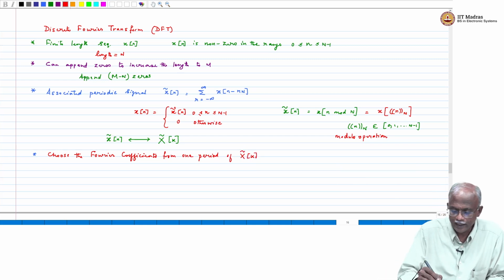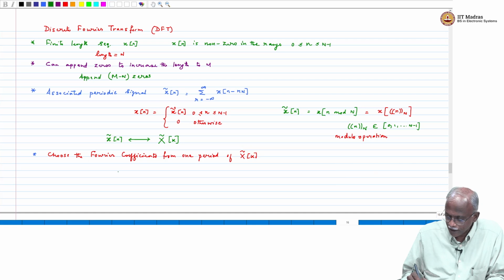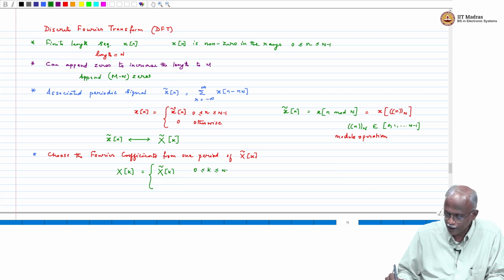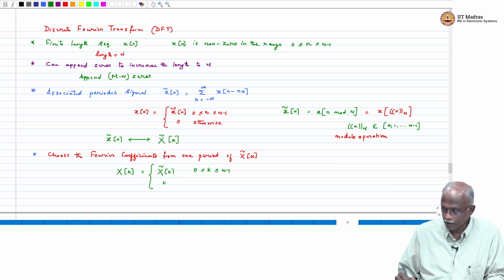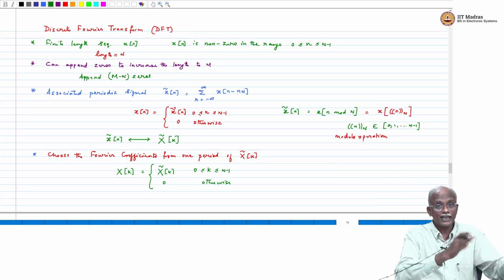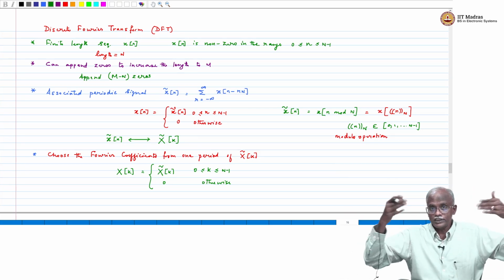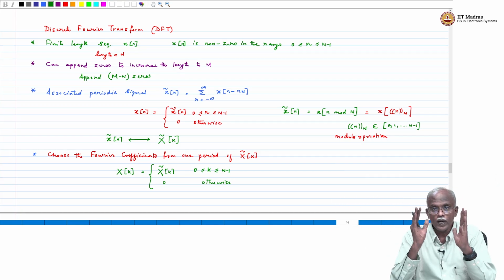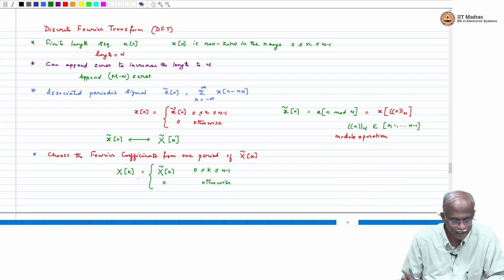What do we mean by that? Let's write that down. We are saying that we are interested in x of k, which is equal to, just like we did for the periodic signal, x tilde of k for k in the range 0 through N minus 1 and 0 otherwise. So what we are doing: x tilde of n, we take one period and call it x of n. x tilde of k, the Fourier series coefficients, are also periodic. We take one period and call it x of k.